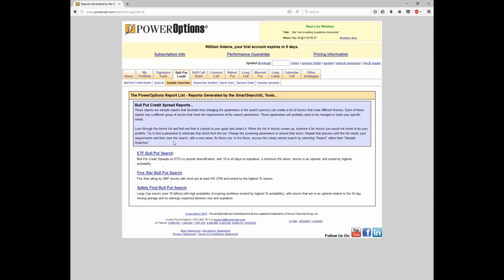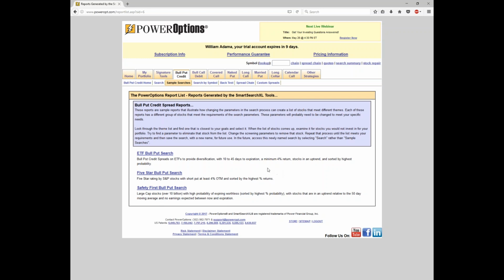We saw in the sample searches for bull put credit, the safety first. Large cap over 10 billion with a high probability of expiring worthless, but I'm going further out in time with this search. Why? Because those stocks that are safer, larger cap, don't have a lot of premium in the 7-day or 8-day out trades. I've got to go 25 to 30 days out. Okay, so that's what it's looking for, I think, at least 15 to 20 days out in time.